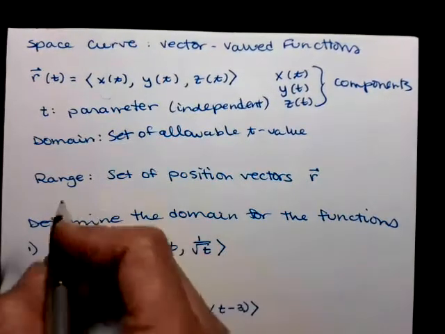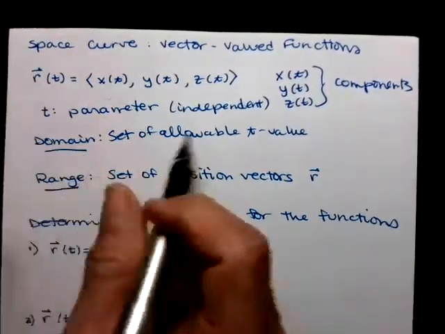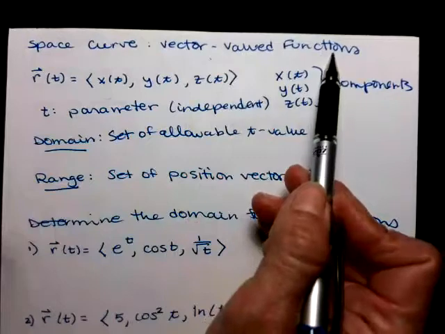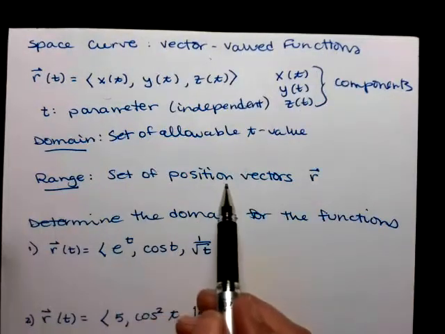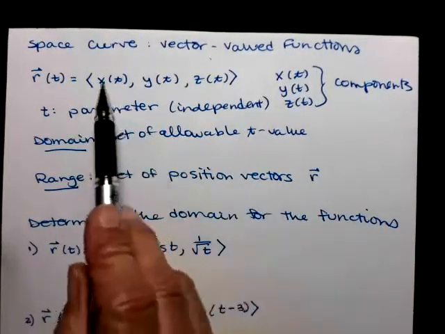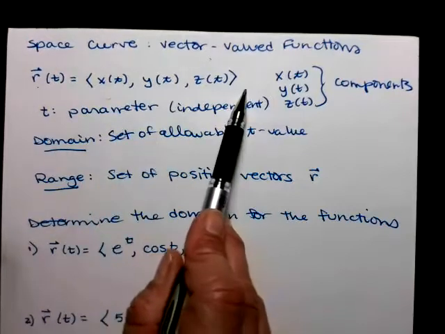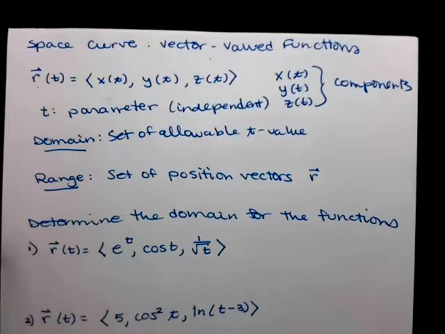The range, the output of these vector-valued functions, is the set of the position vectors you get when you evaluate r at the different t values. So it's actually the set of vectors. Now, when we think about a graph of a vector-valued function, typically what we're thinking about is a trace of those endpoints of your position vectors r. Okay, so let's just practice.